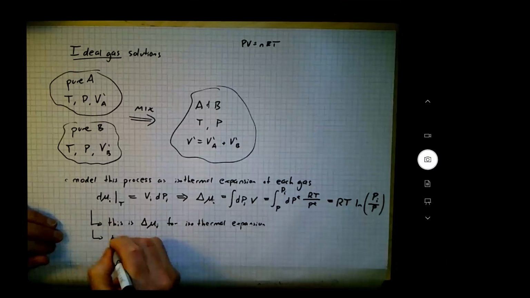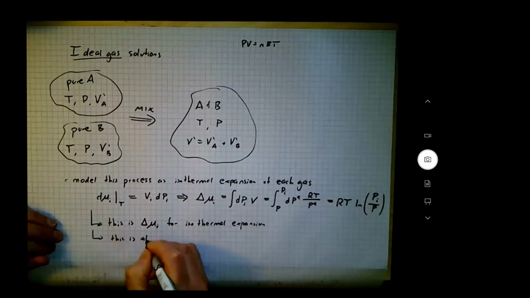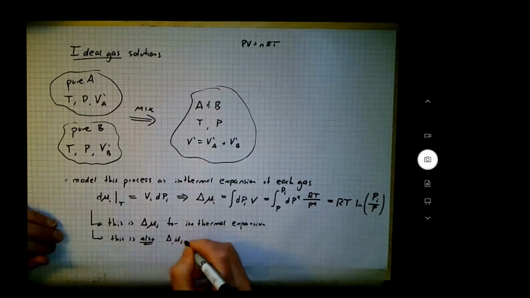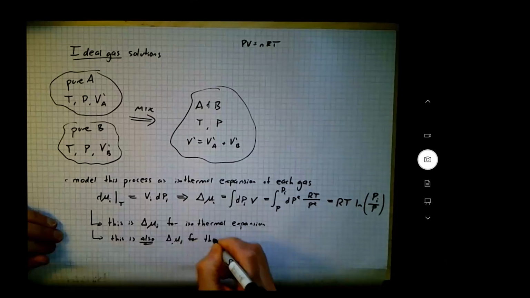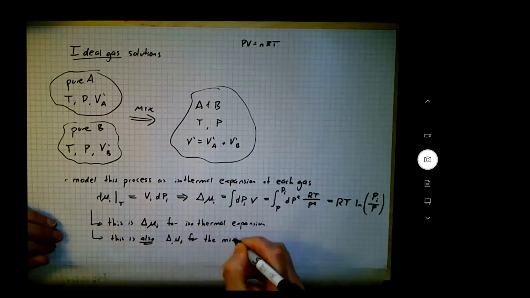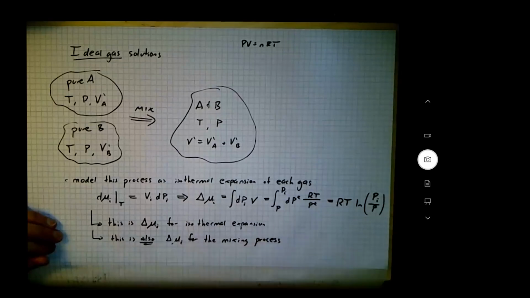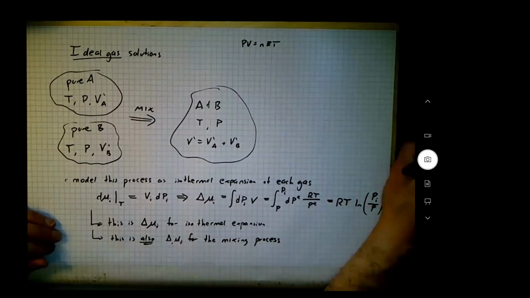This is also, and here's the new part, delta mu of i for the mixing process. Well, that's actually not new. We used this in the previous unit on reacting gas systems, but we're going to really focus on this. This delta is now going to correspond to the mixing process. So this is delta for the mixing process. Okay.